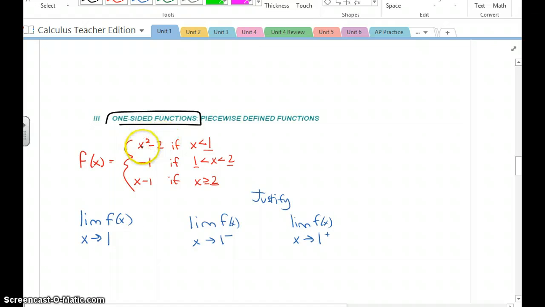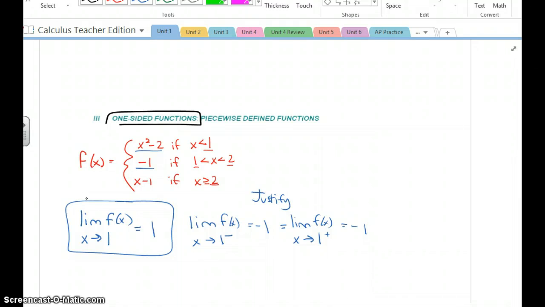When I plug in, I'm just going to substitute, right? And so I'm going to plug in 1 there. 1 squared minus 2 is -1. And then the limit of f of x as x approaches 1 from the right, I'm going to use this second function, also equal to -1. Okay, so these are equal, so the limit of f of x as x approaches 1 is just equal to -1, right? That wasn't necessarily going to happen, but in this case it does. The limit does exist, even though it's a piecewise defined function.